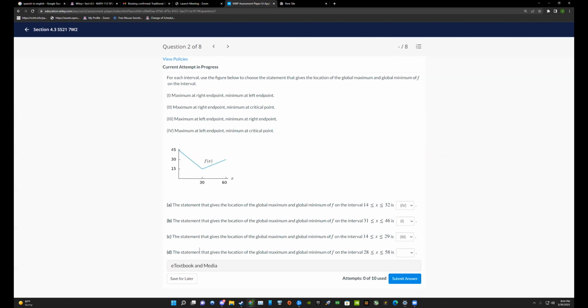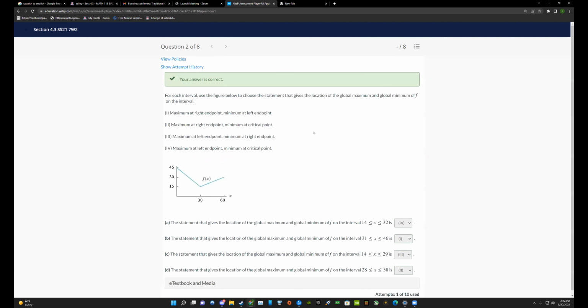Okay. The statement gives the location of the global maximum and global minimum for 28 to 58. The maximum will definitely be 58 at the right endpoint. And since 30 is included, there is a critical point. Okay, so it's maximum at the right endpoint. So it's 2. Yes. All right.